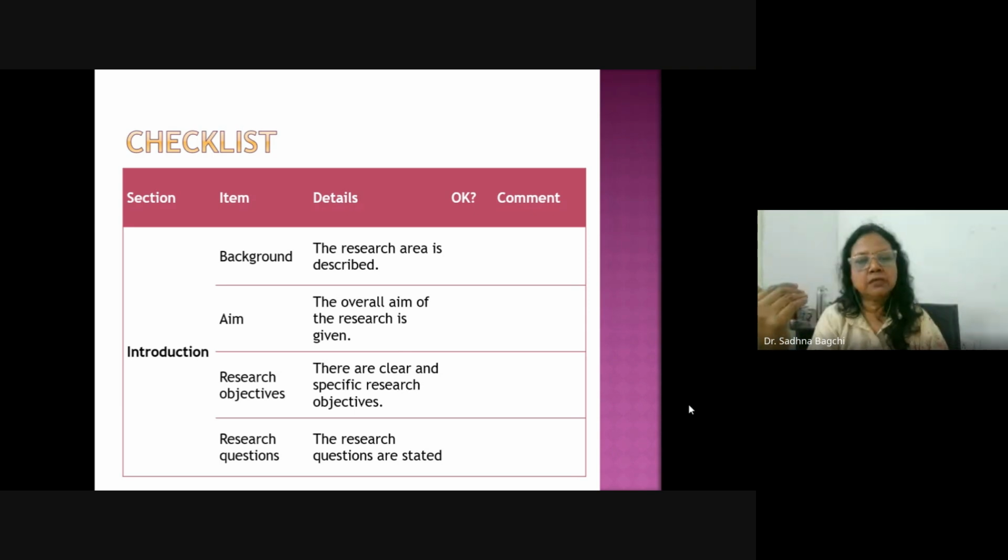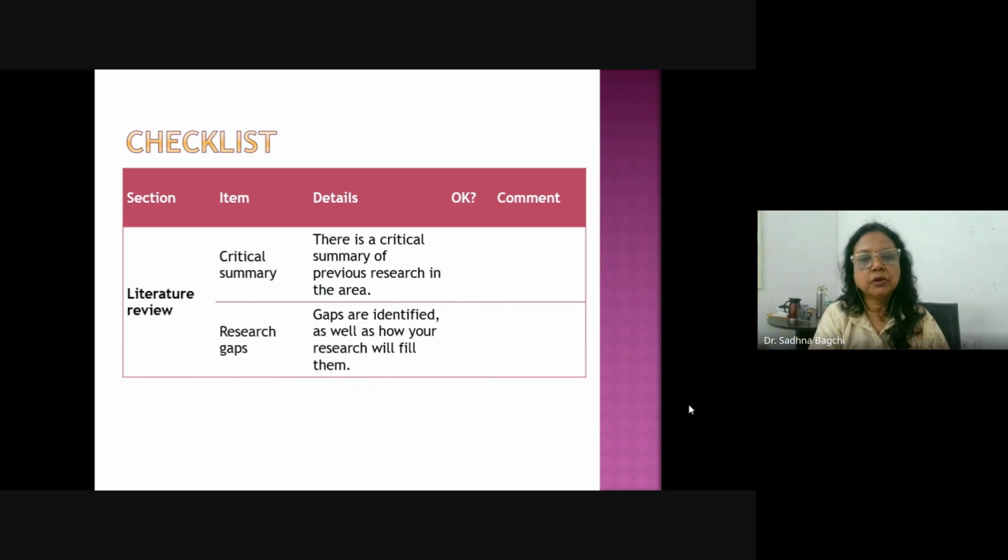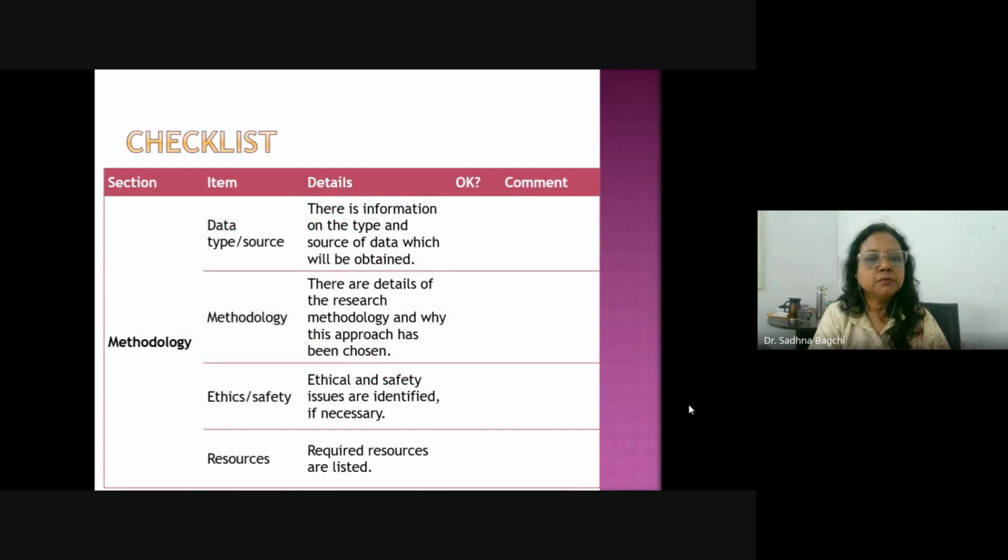These are the checklist for research questions: the research questions are stated or not. Literature review: critical summary and research gaps are mentioned, identified, and well drafted or not. Okay. Now come to the next checklist, the methodology part.